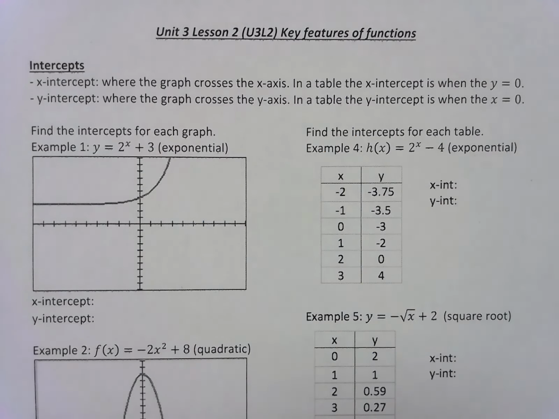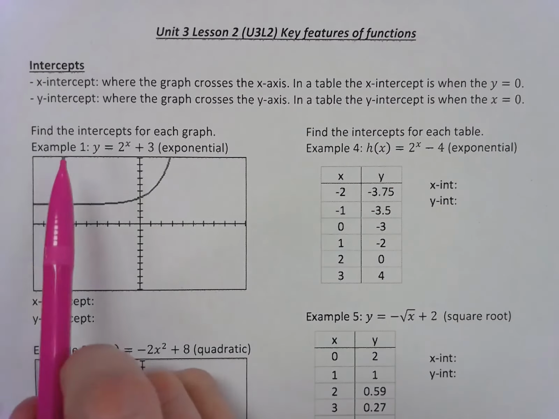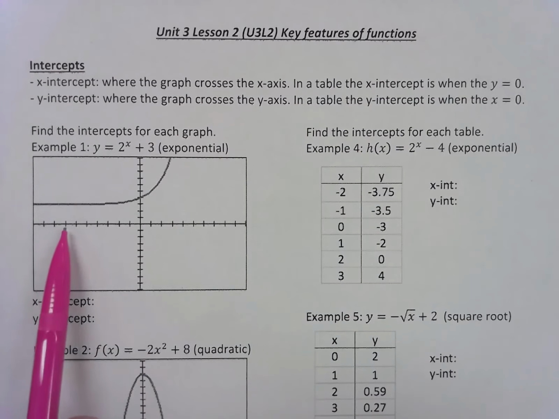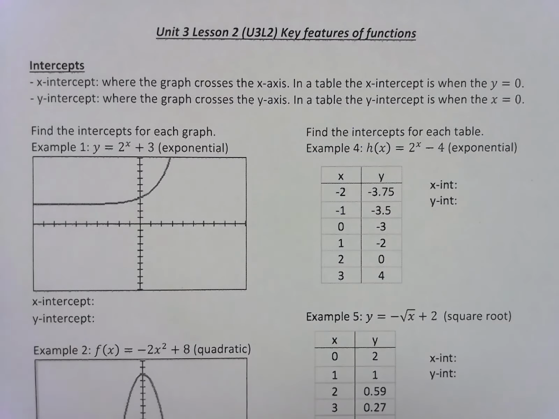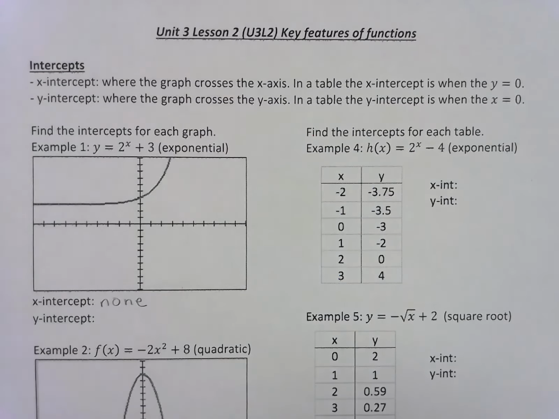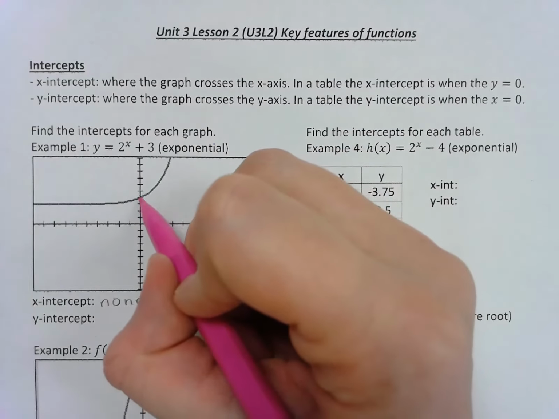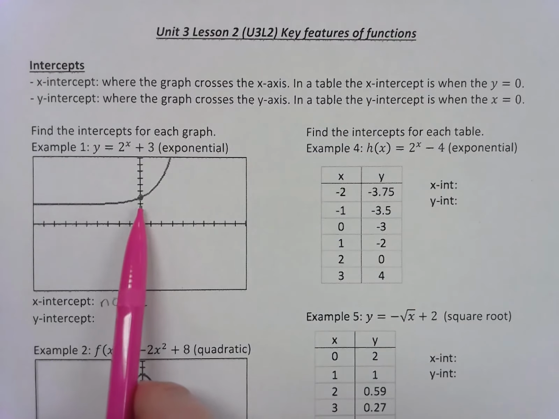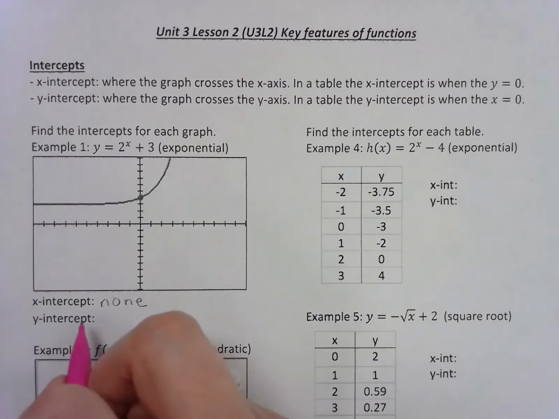Let's look at example 1, a graph. This is an exponential function. The x-intercept, look across the x-axis. The function never touches the x-axis, so there are no x-intercepts, so write none. Be sure to label x-intercept so I know if you're identifying the x or y-intercept. The y-intercept, here on the y-axis, the graph crosses at 0, 1, 2, 3, 4, at 0, 4.